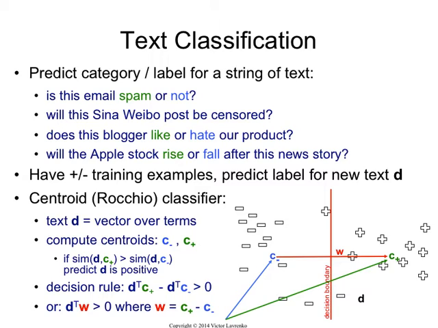So what we've done is take our very simple centroid classifier and turn it into a simple rule, where the decision boundary is defined by C plus and C minus, but really C plus and C minus define a weight vector W, and that weight vector defines a linear decision boundary in our space.